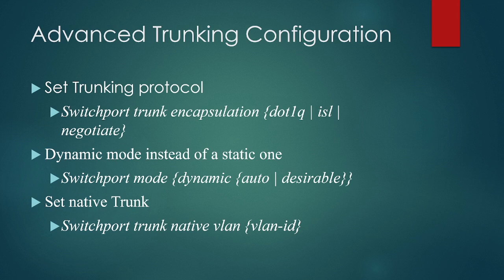The second thing to configure is whether to use the dynamic desirable and dynamic auto modes rather than the simpler access and trunk modes. These modes let switches determine whether they need to use trunking, with desirable switches initiating communication and auto switches waiting to receive negotiations.